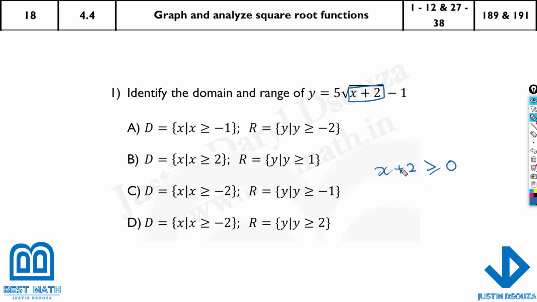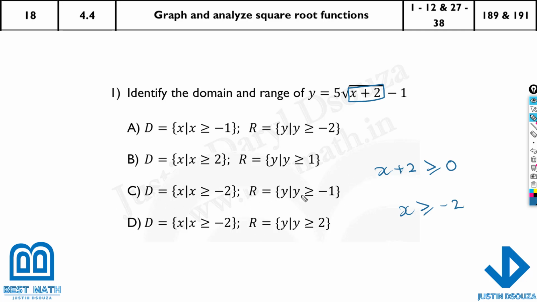So what will be the domain? Just take 2 to the other side. x must be greater than or equal to minus 2. Sorry, not 1, minus 2. Because 2 to the other side will be, on both sides, minus 2. This is the answer. Now here you can see in the options there are 2 with x greater than or equal to minus 2. That's one way to figure out the domain.